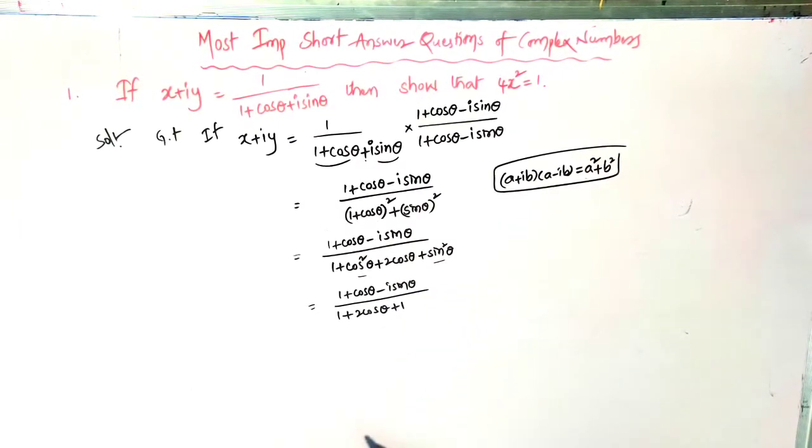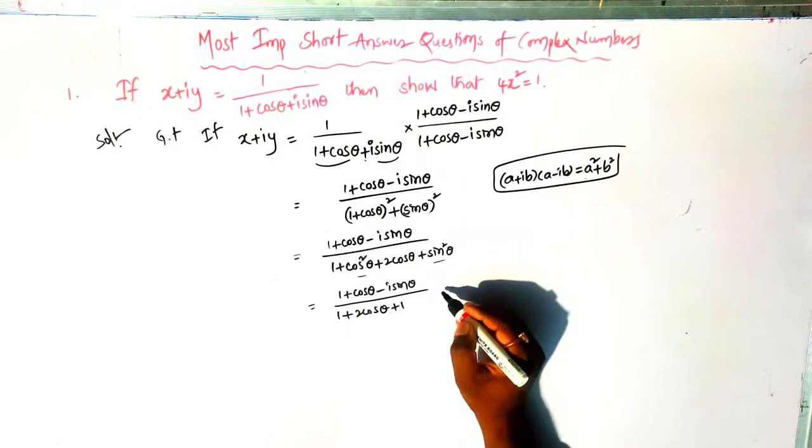here. Because cos square theta plus sin square theta equals 1, that value is equal to 1.